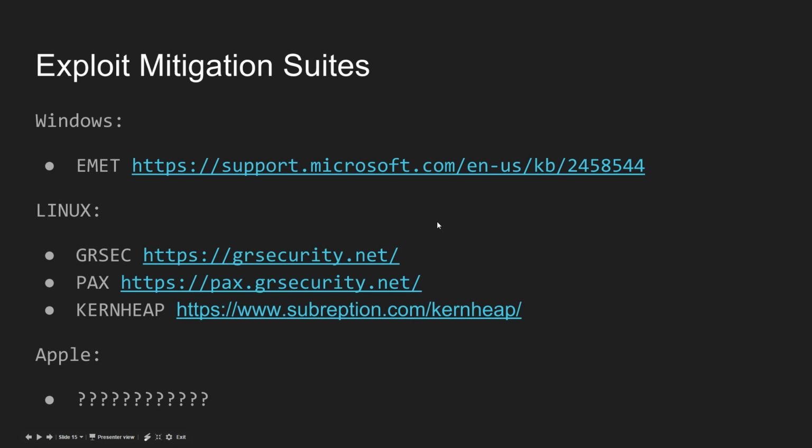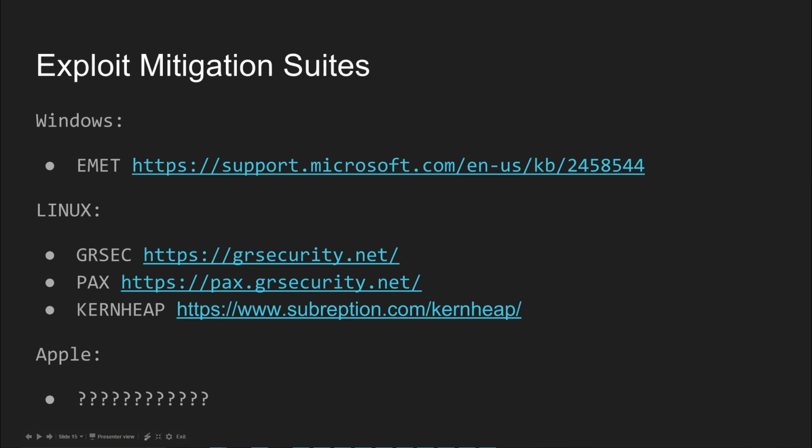So now let's talk about exploit mitigation suites, because this is what adds on to that additional security of enforcing everything. You can then force even stricter policies and exploit mitigations with these suites. Windows has EMET, which stands for Enhanced Mitigation Experience Toolkit, and can be found at this following link. Linux has GRSec, PAX, and kern heap patch sets that can be compiled into the kernel.